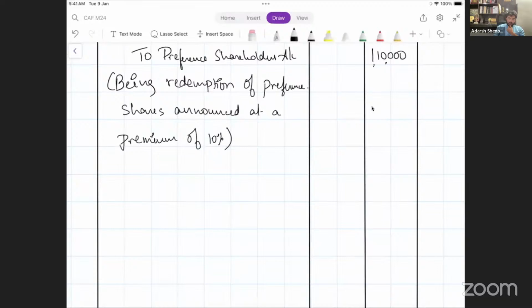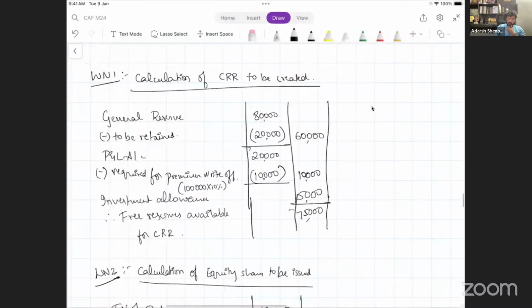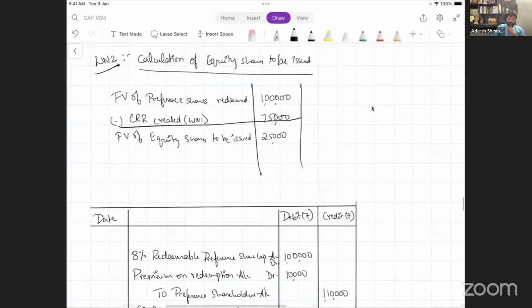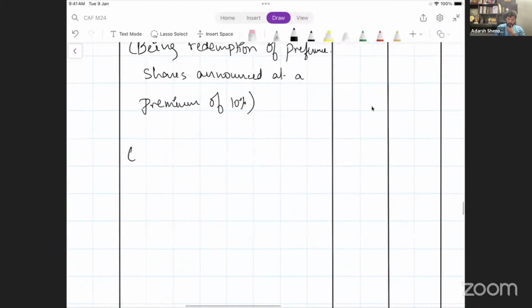Let's create the CRR. What and all am I using to create the CRR? Working note 1: general reserve 60,000, P&L account 10,000, investment allowance reserve 5,000. So total 75,000, with this I will create the CRR.